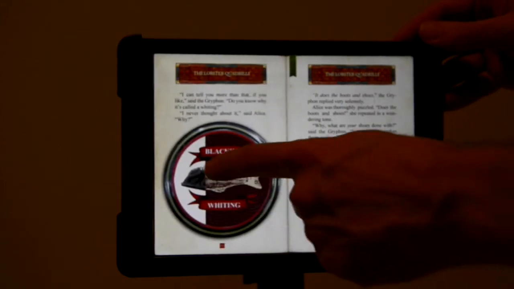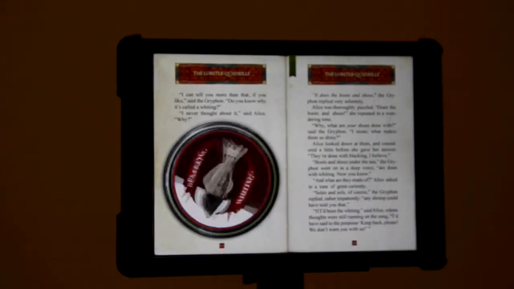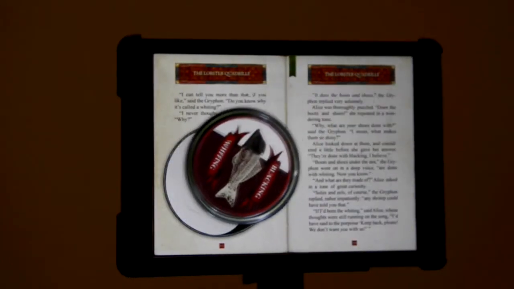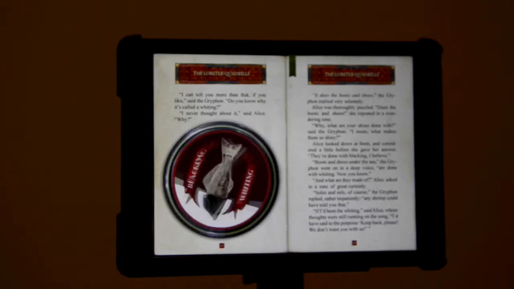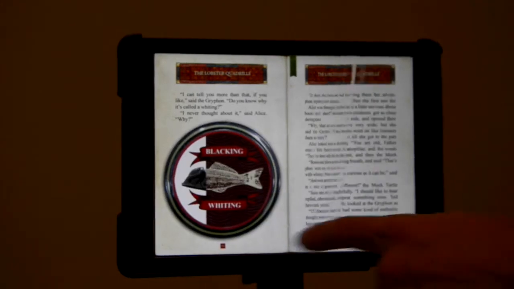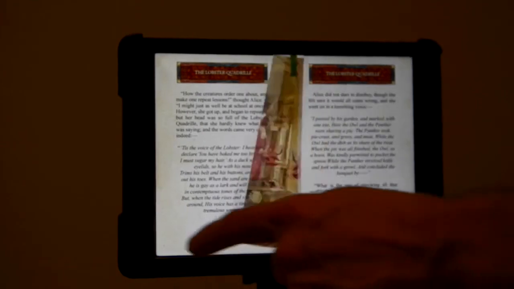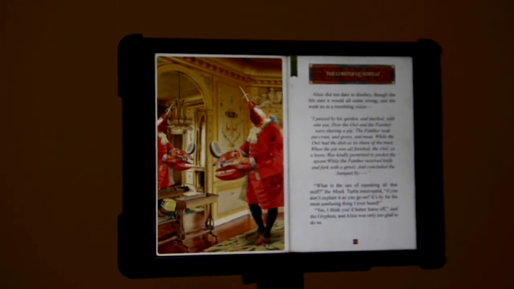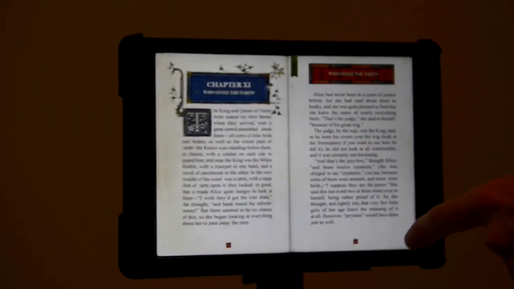I can tell you all of it, if you like, said the griffin. You're clicking on it. Double click, it's close. Do you know why it's called a whiting? I never thought about it. Alice did not dare to disobey, though she felt sure it would all come wrong. It's walking. And she went on with a trembling voice, I passed by his garden and marked with one eye how the owl and the panther.